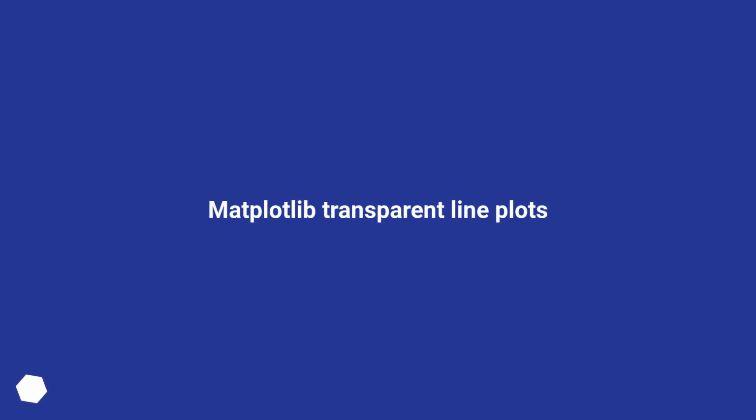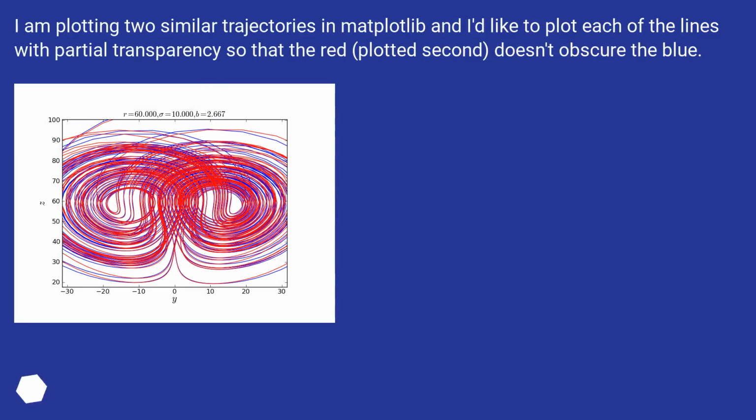Matplotlib transparent line plots. I am plotting two similar trajectories in Matplotlib, and I'd like to plot each of the lines with partial transparency so that the red, plotted second, doesn't obscure the blue.